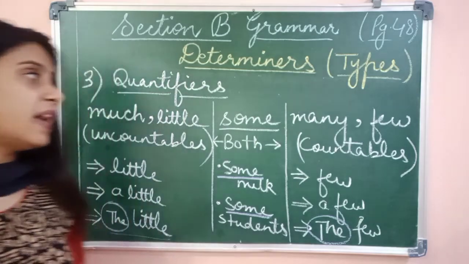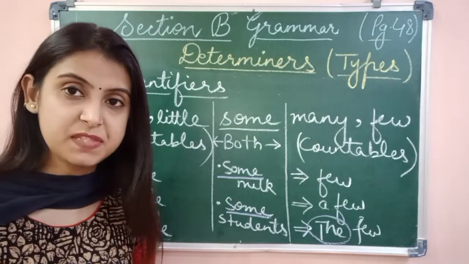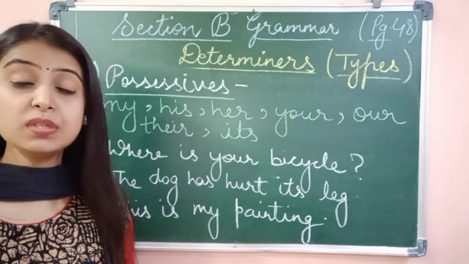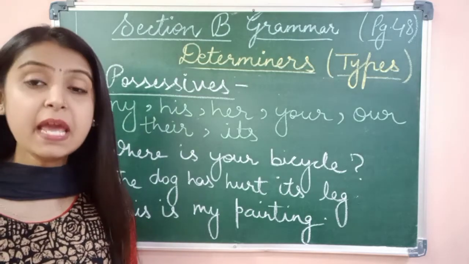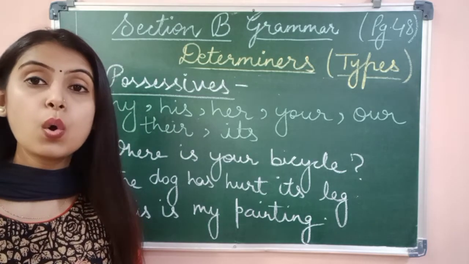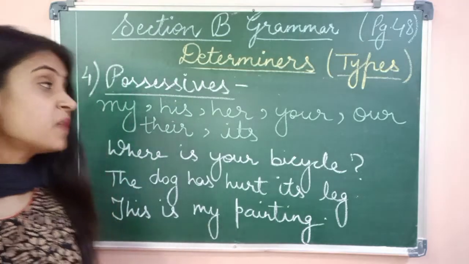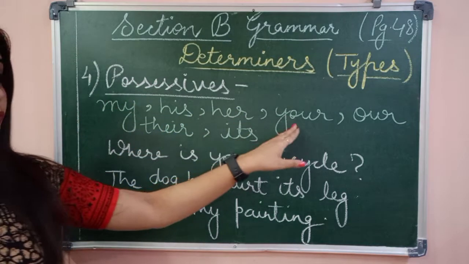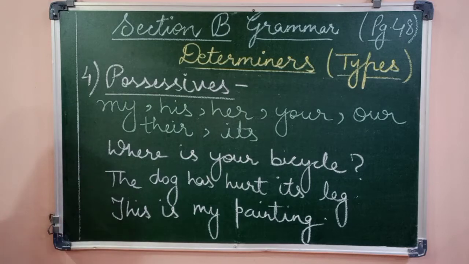Now let us move ahead with the next determiner in the row, that is possessives. Possessives are the determiners that refer to a noun that belongs to something or someone. In other words, you can say possessives show ownership or possession, or you can say they show belonging. Now the possessives that are used are my, his, her, your, our, their, and its. Fine. Now let us have a look at the examples given on the board.